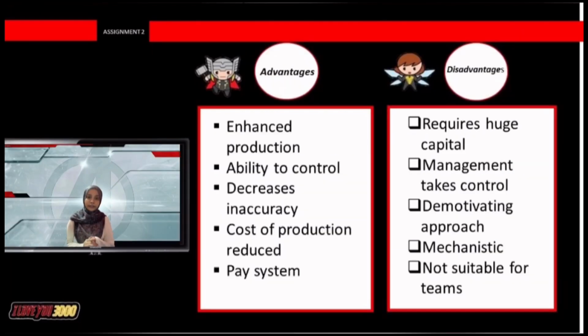The advantage of scientific management is enhanced production. Second is ability to control. Third is decreased inaccuracy. Then, cost of production is reduced, and the last one is the pay system. Next, the disadvantage of scientific management is that it requires huge capital. Next, management takes control. Then, the motivating approach. After that, it is mechanistic. And the last one is that it is not suitable for teams.